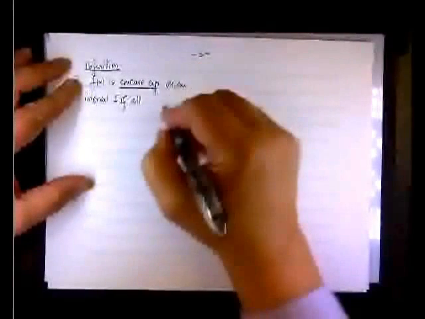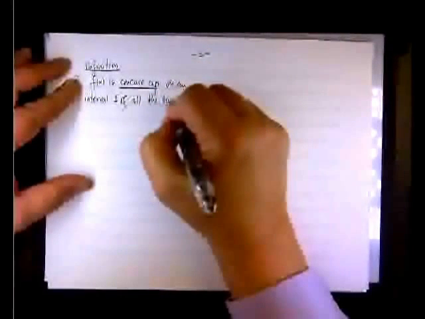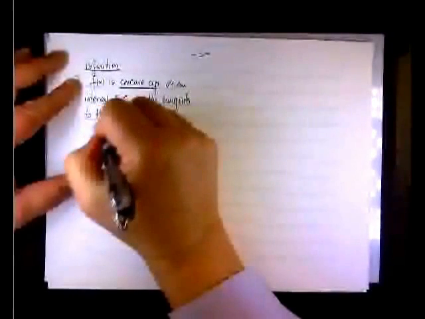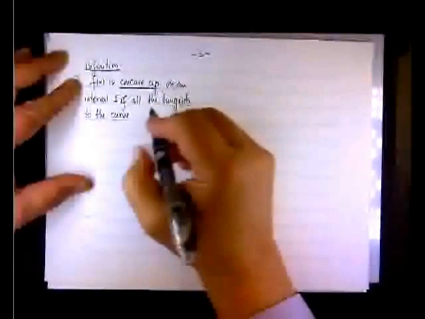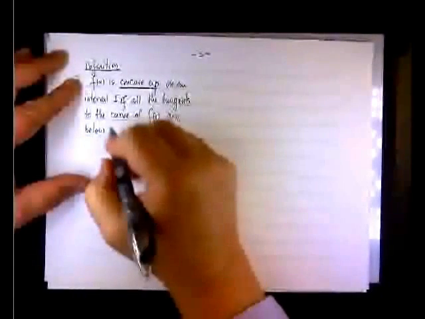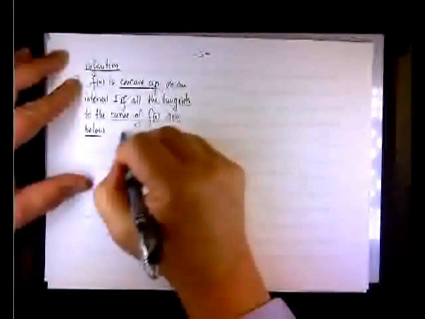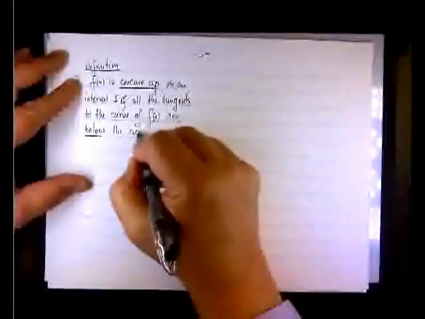if all the tangents to the curve of f of x are below the curve on the interval I. Okay, so concave up if the tangents are below.